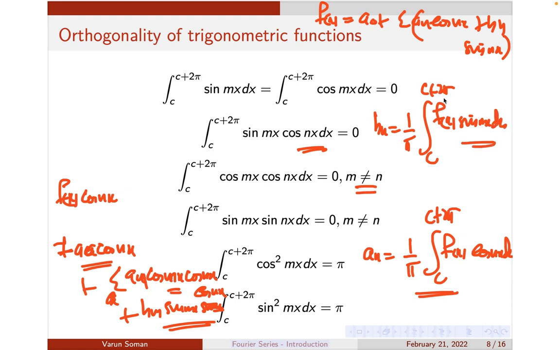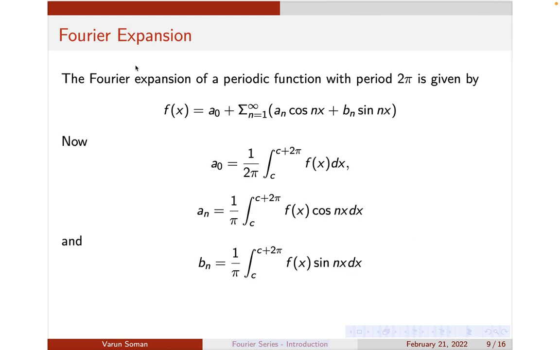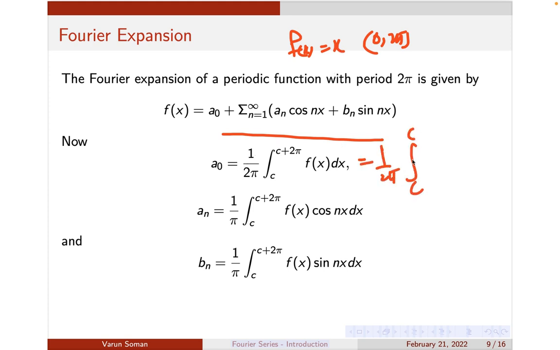So these are the formulas. These formulas are also called the Euler formulas for Fourier coefficients. I hope it is clear. The derivation is not required, you just need to remember these formulas. So when you are asked to expand a function, for example f of x equal to x in the interval maybe 0 to 2 pi, as a Fourier series representation, this is the first step, this is the representation. Now you have to find a naught. This is obtained by just substituting c to c plus 2 pi as 0 to 2 pi as given in the question, and it is x dx.